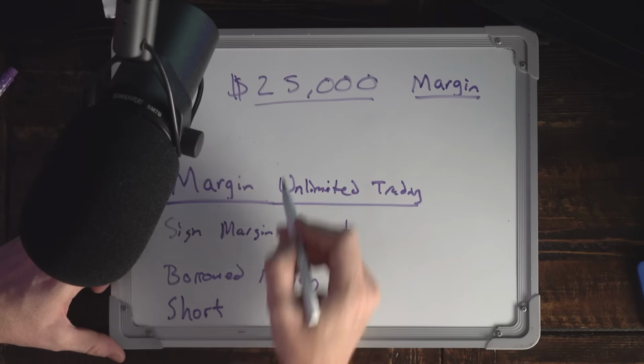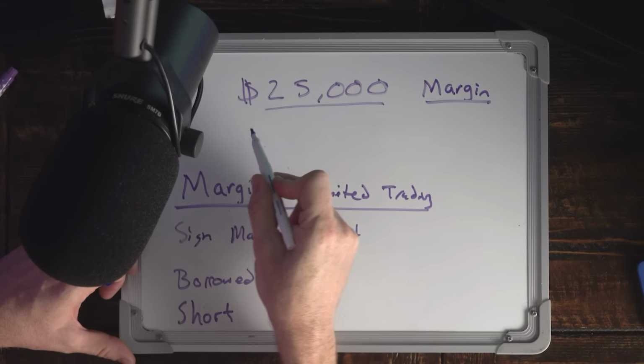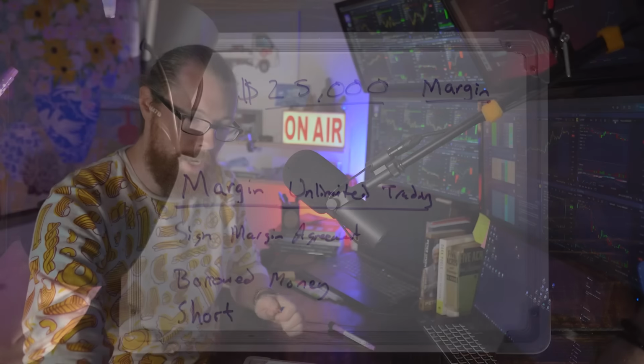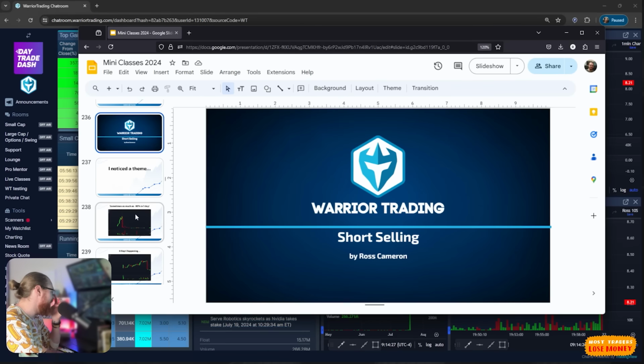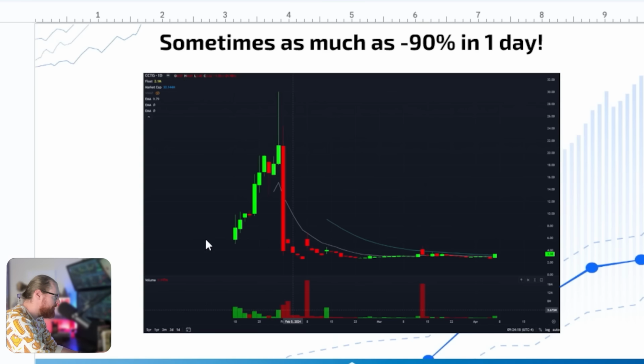In fact, you have the risk of losing more than you initially deposited, because if you short a stock and it goes parabolic, it goes straight up, you would have to buy back those shares at a higher price. Now, I've got a ton of really interesting examples that I could show you of this happening, and it's really remarkable when it happens. So this is from a class that I taught earlier this year, and you could see these stocks, the chart pattern where you've got this ascension up and then this massive drop. And this is where a short seller could make a lot of money.